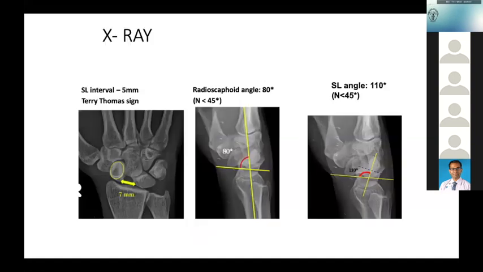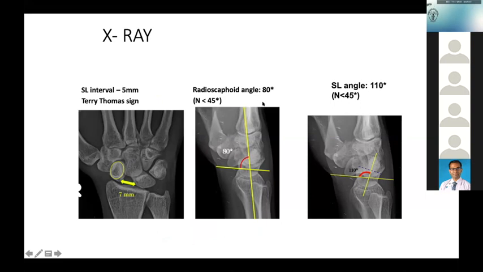And for the X-ray, you ask for true PA and lateral views. You look for the scapholunate interval, which normally should not exceed 3 millimeters when compared to the other side, and more than 5 millimeters is typical of scapholunate injury. That is called the Terry-Thomas sign as well. And there is the ring sign. This is usually seen whenever the secondary stabilizers are also involved. So this is typical of those findings.